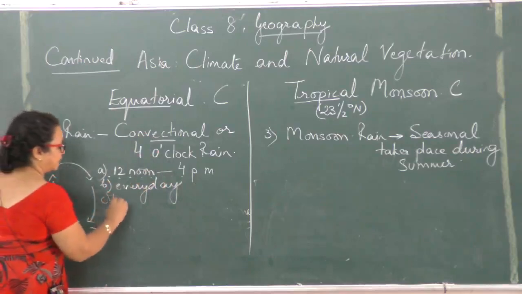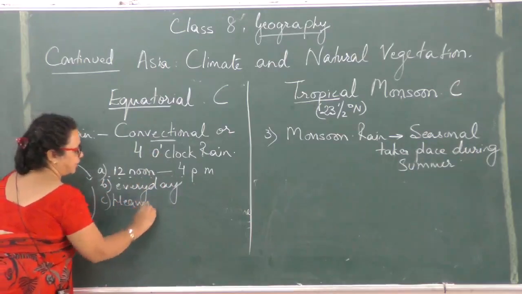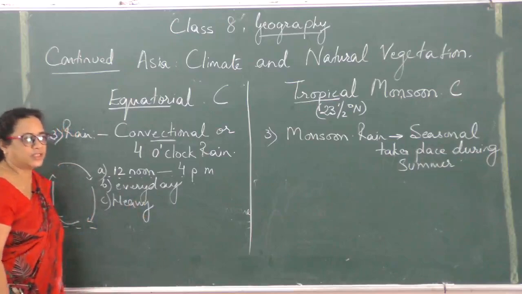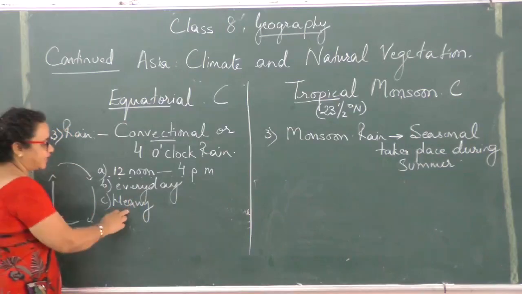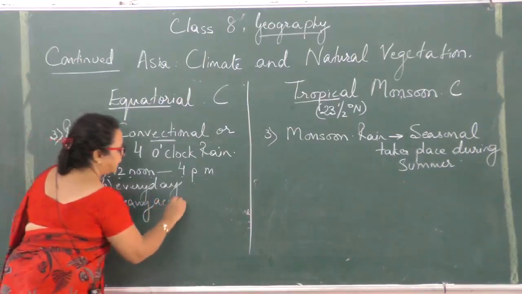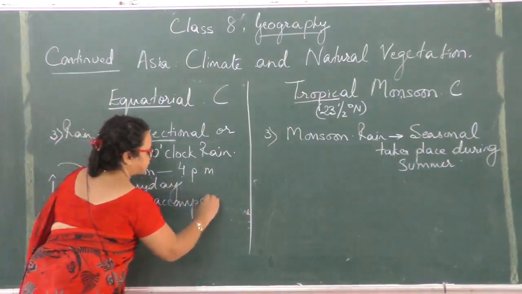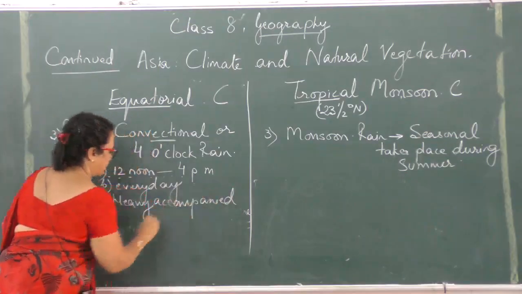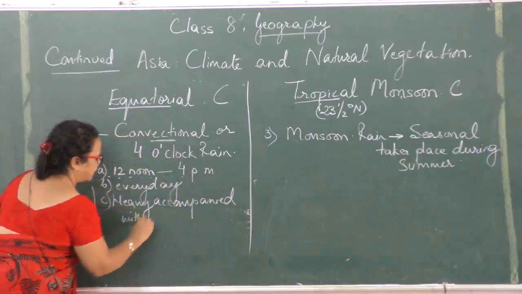Third point you will write, it is very, very heavy. If you know the word torrential, you will learn it. It is very, very heavy rainfall accompanied with thunder and lightning.